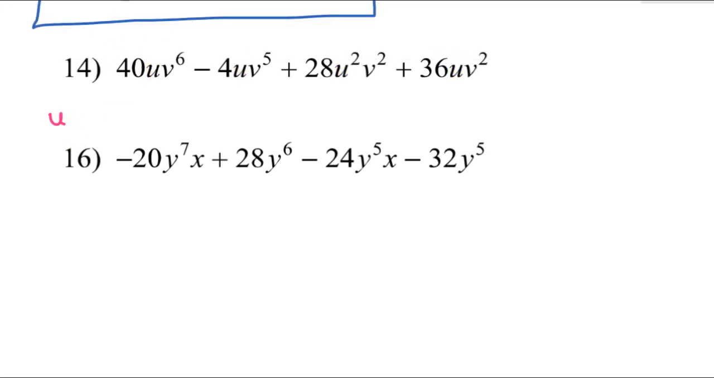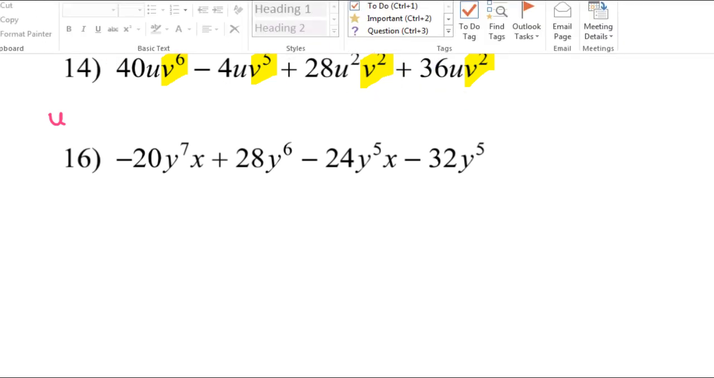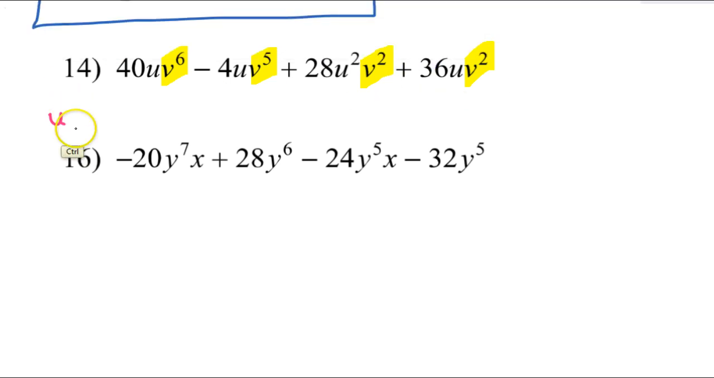Okay, now look at the v's. I've got v to the 6th power, v to the 5th power, v squared, v squared. What's the smallest amount of v's? V squared is the smallest amount. Every term has at least 2 v's. So that's how many v's I can pull out. So v squared is going to be in the GCF.